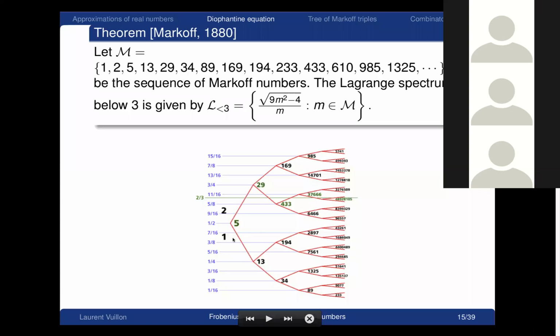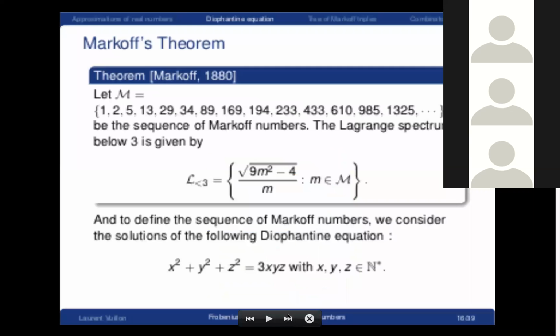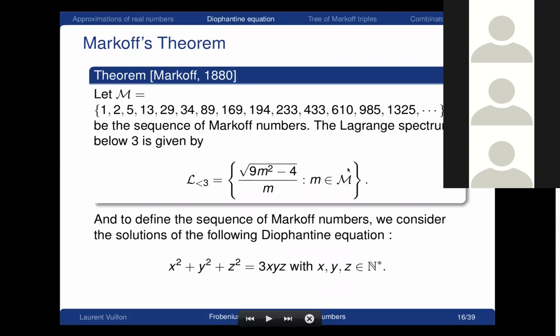And in fact, we can have this nice representation by a tree. So let's define carefully Markov numbers by using a tree, in fact. It's a theorem, in fact, but you can define the Markov numbers here. The Markov numbers are the solutions of the following Diophantine equation: x squared plus y squared plus z squared equals 3xyz, where x, y, z are positive integers. Okay, let's have a look.